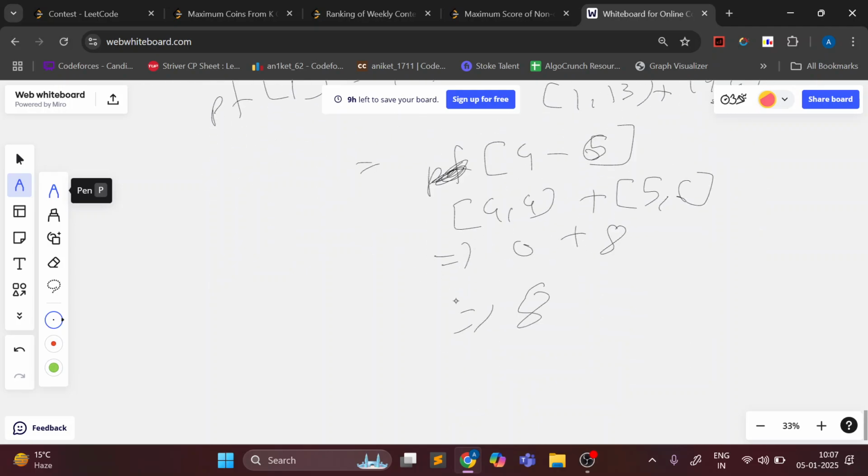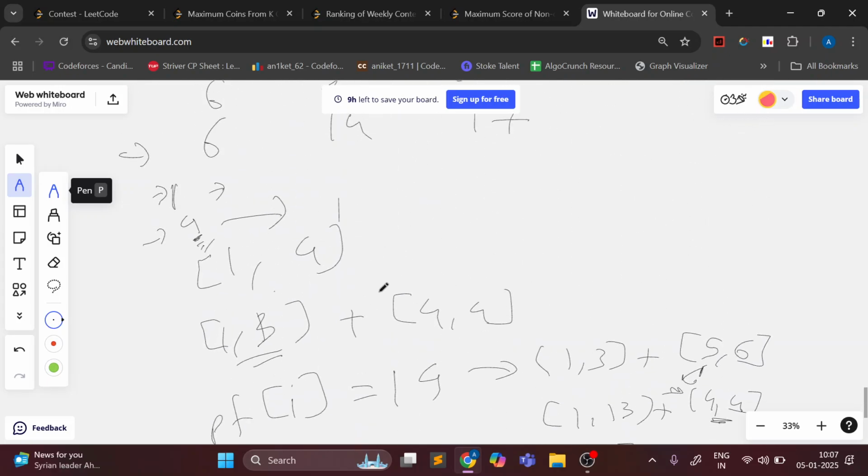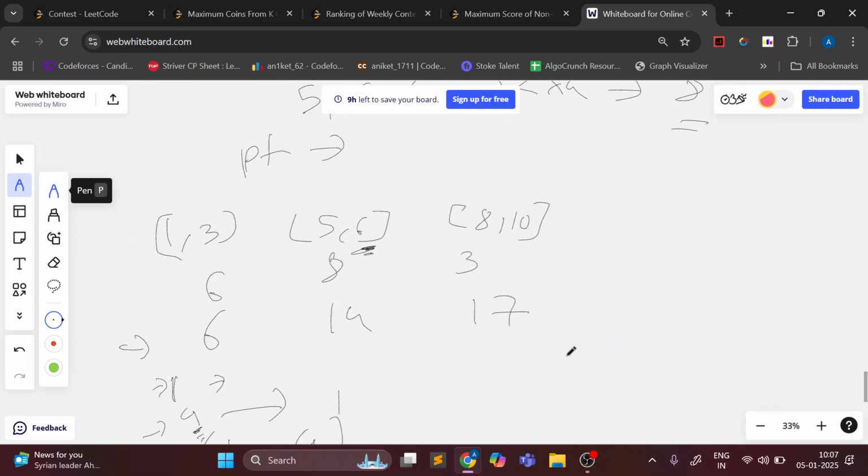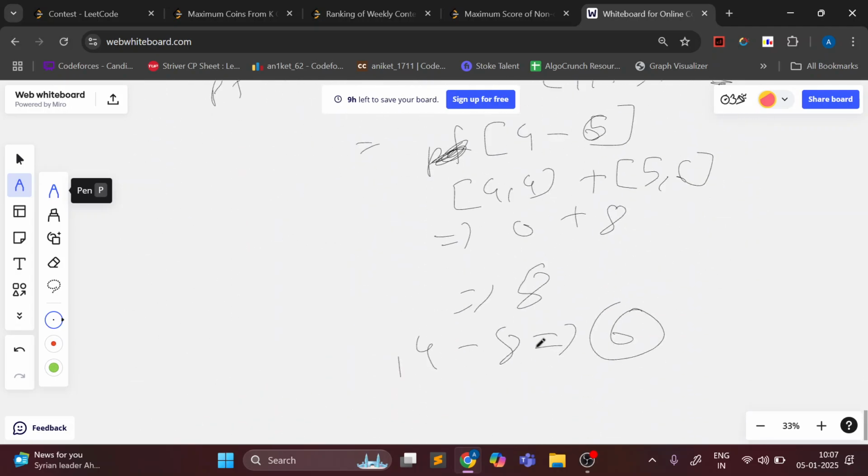So we get 8 and we have to subtract it from our original answer, 14 minus 8. So the answer for this segment is 6. This is kind of difficult to understand here, but I think code-wise it would be easier to understand.